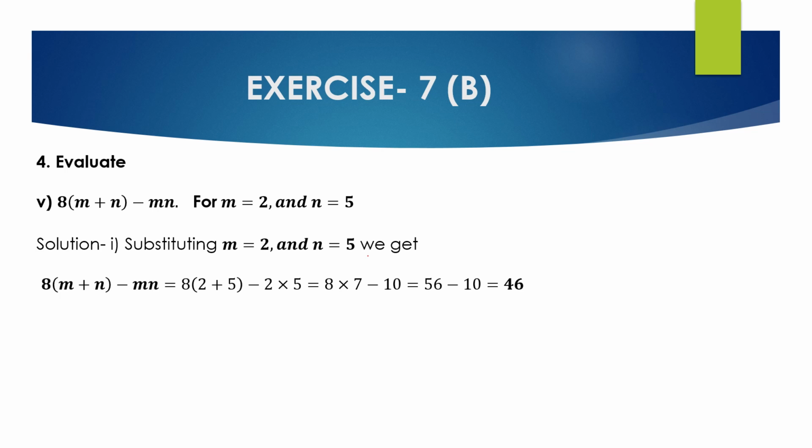We get 8 multiplied with (m plus n) minus mn equal to 8 multiplied with (m plus n is 2 plus 5). 2 plus 5 is 7. 8 multiplied with 7 minus mn is 2 multiplied with 5. 8 multiplied with 7 minus 10. 8 multiplied with 7 is 56. 56 minus 10 is 46. So 46 is the value of the expression 8 multiplied with (m plus n) minus mn.